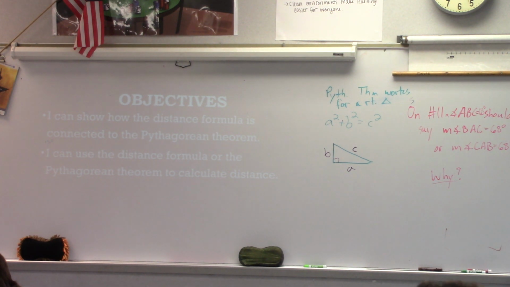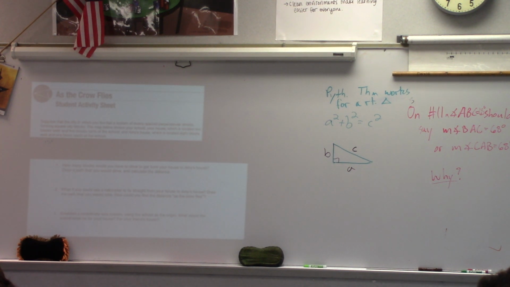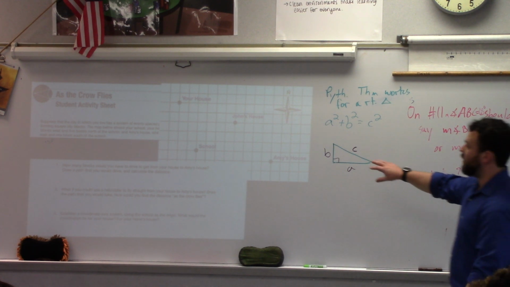So we're going to learn about the distance formula, and we're also going to talk about the midpoint, which we already talked about a little bit. Looking at this task sheet, you have this scenario: the city in which you live has a system of evenly spaced perpendicular streets, forming square city blocks. The map shows your school, your house, which is located 2 blocks west and 5 blocks north of the school, and Amy's house, which is located 8 blocks east and 1 block south of the school. So we see all this here, correct?